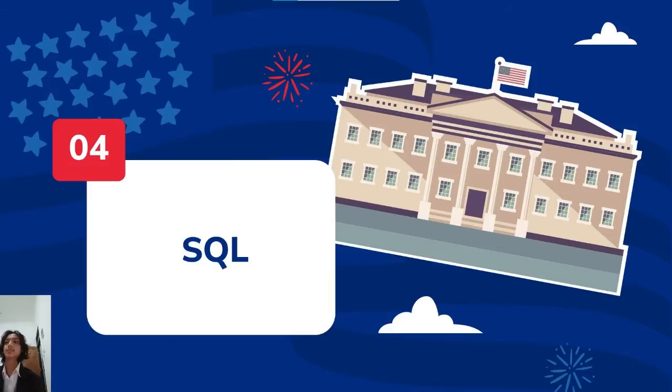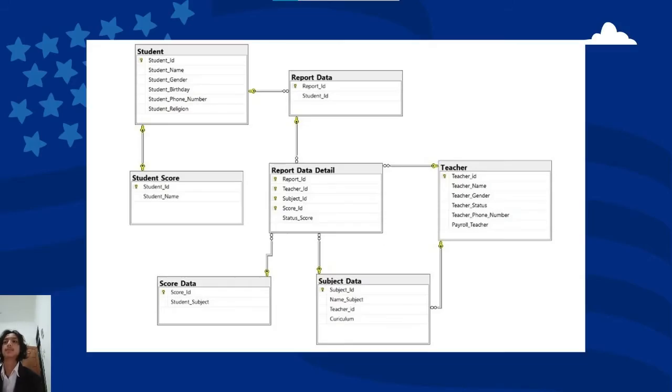Okay, I will explain our SQL from the diagram table. For the first table, there is a student table and there is one primary key, namely student ID, and there are several columns or attributes including student name, student gender, student birthday, student phone number, and the last column is student religion.